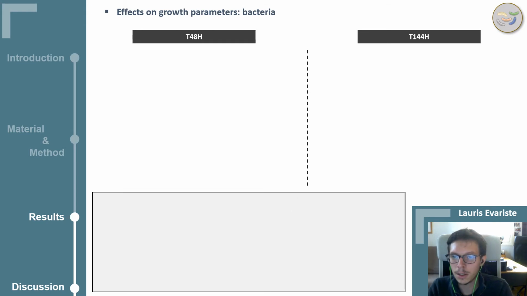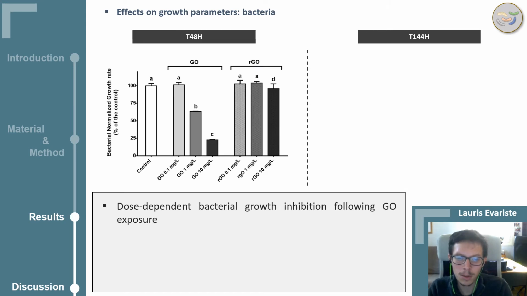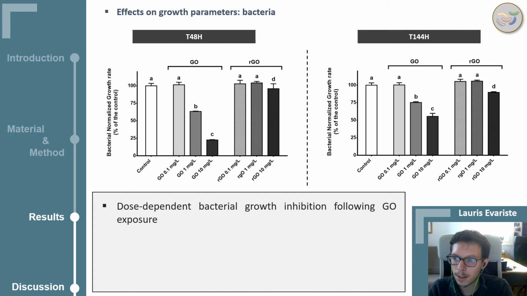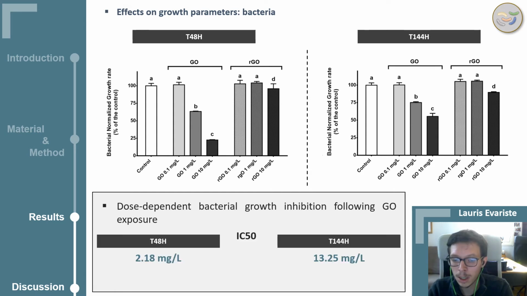Now let's switch to the bacterial compartment of the biofilm. The first parameter that we monitored was the growth of the bacterial consortium. Here, following 2 days of exposure, we observed a dose-dependent bacterial growth inhibition following GO exposure, while only slight effects were observed following RGO exposure. And these effects were also observed following 6 days of exposure. So from the results of GO exposure, we can determine the EC50. And the interesting point is that the EC50 is increasing over time, so it indicates a kind of recovery.